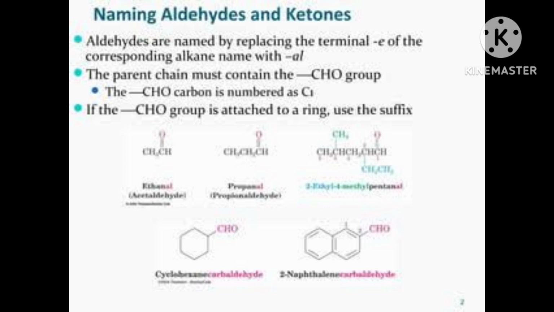And what will be the IUPAC name? Here, in total, carbon including the CO carbon, the total is 5. Then obviously it will be pentane. But what will be this nomenclature? IUPAC: you have to remove the E from pentane, and in that pentane, 2-one.